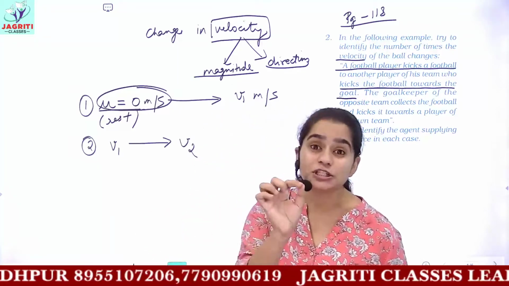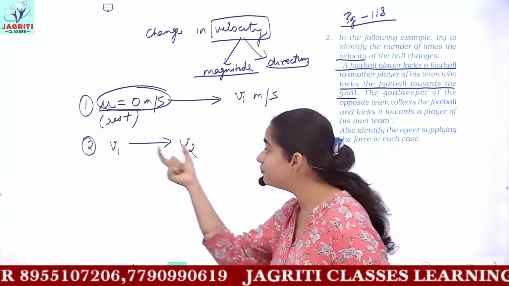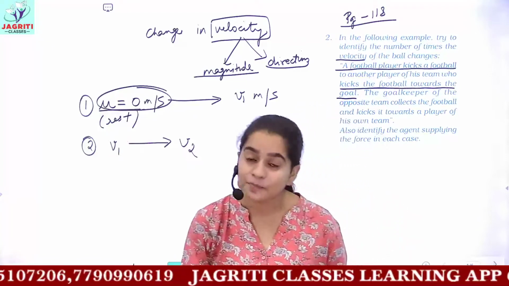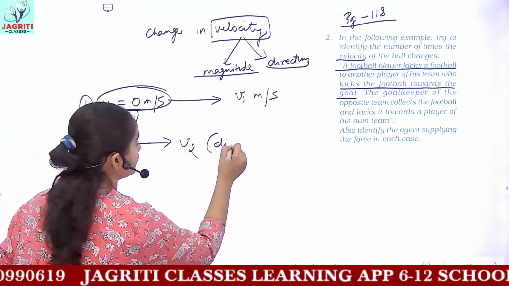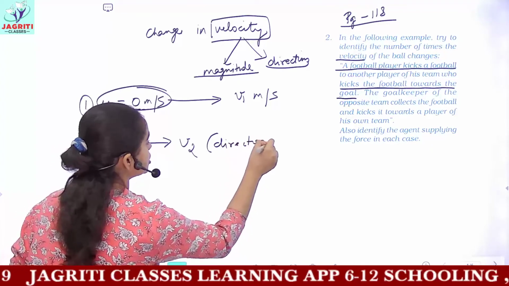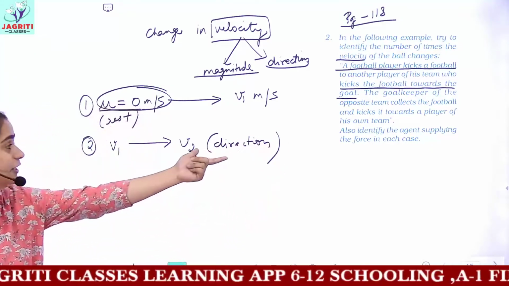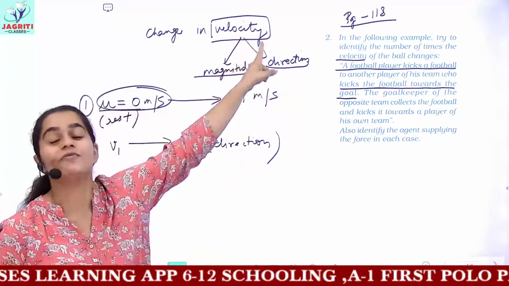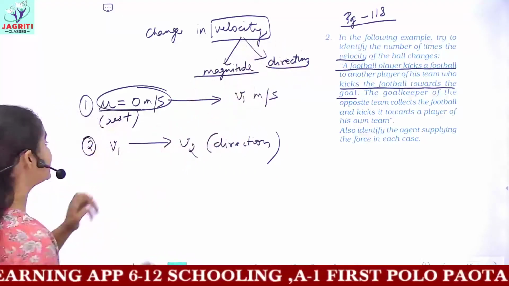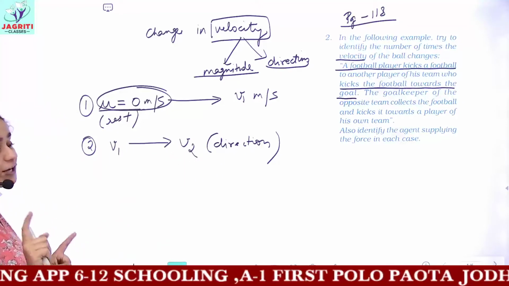Yes, it is possible that the magnitude of v1 and v2 remains the same, but what is definitely changing here is the direction. Because we have a change in direction, we'll say that any change in direction also causes the velocity to change. Hence, this one would be the second change in velocity.